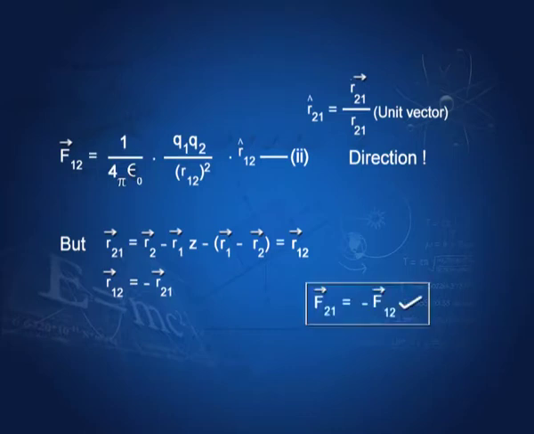Do you find something new here? No. What you simply find is that F21 is equal to the negative of F12. What is this? Yes, this is Newton's third law of motion: for every action there is an equal and opposite reaction. So here we got something very familiar to us, but hidden in the world of electrostatics.